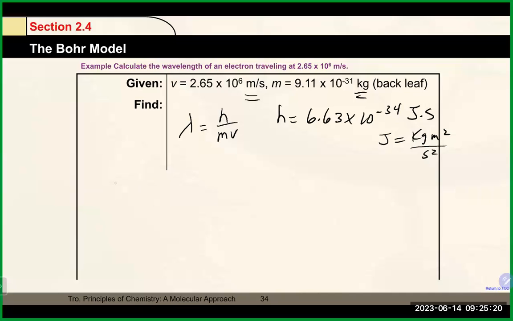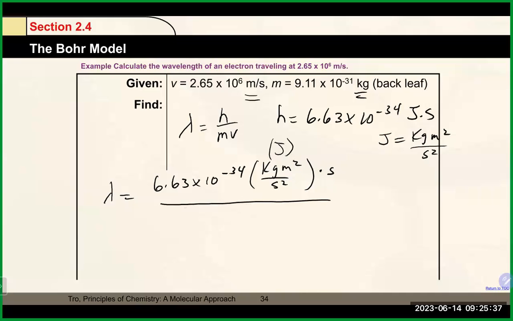That means that our wavelength here is going to be 6.63 times 10 to the minus 34. We'll use the other units there, kilograms, meter squared, per second squared, which basically is a joule, times the seconds that are still there, divided by our mass of 9.11 times 10 to the minus 31 kilograms, and our 2.65 times 10 to the 6 meters per second. In terms of units, seconds cancel there, one more seconds cancel there, one meter cancels, and our kilograms cancel, leaving us just meters left over.